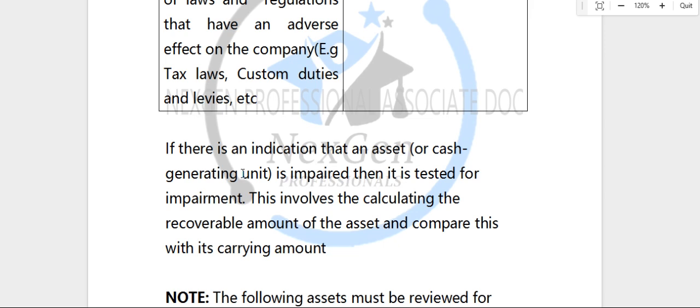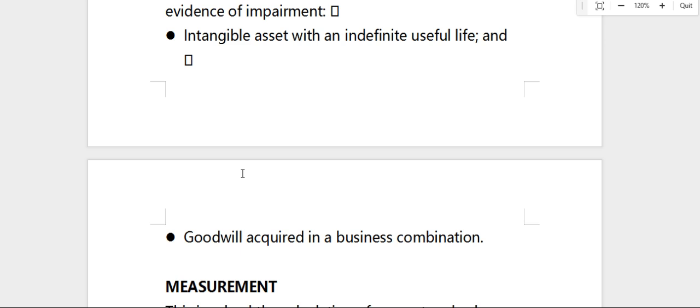However, in the scope of IAS 36, it is important for you to note that you must continually test two major assets annually. Whether there is an indication of impairment or not, you must always test them for impairment. Number one is your goodwill acquired in a business combination. When we talk about business combination, we are talking about merging of two or more companies, or where you have a parent and then a subsidiary, or where you have a joint venture arrangement. When there is a business combination and goodwill emanates from it, you must test it for impairment on an annual basis, whether there is an indication of impairment or not.